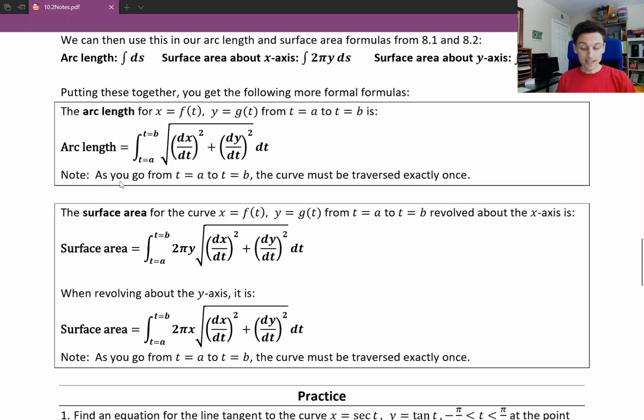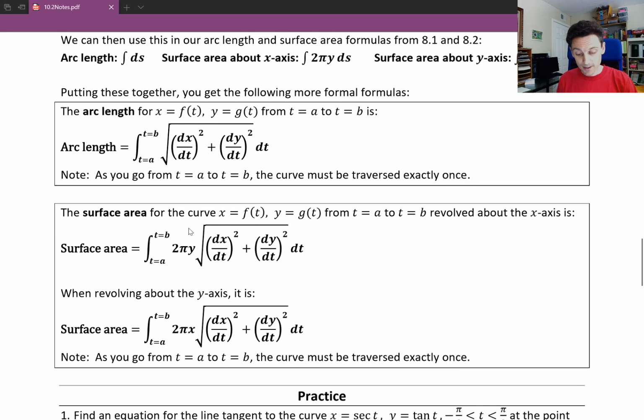The only note is that as you go from t equals a to t equals b, the curve has to be traversed exactly once. Otherwise, you might be counting double for the arc length, right? You can imagine if you're going around a circle, if you just want to figure out how far it is around the circle, then you only want to go around the circle once. You don't want to travel it twice, because that's not going to be giving you what you want to know.